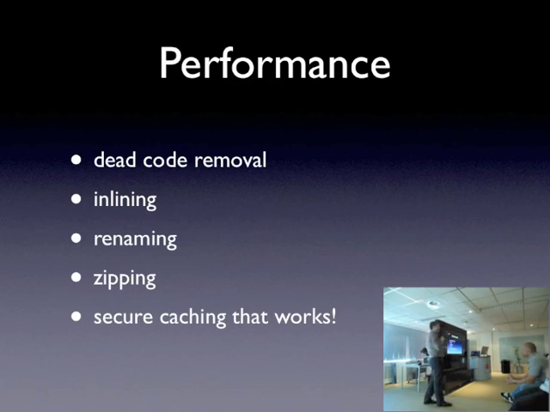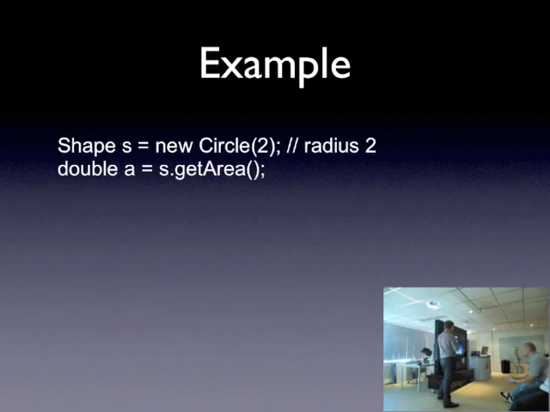It can do dead code removal. It can do inlining, renaming, zipping, secure caching. That really works. I don't want to now talk about all the details. I want to just give you one quick example of optimizations you can do in GWT. Let's say you have that kind of code. You construct a circle which extends from shape. You want to calculate the area of that circle somewhere in your code.